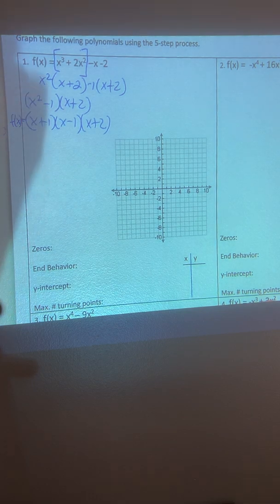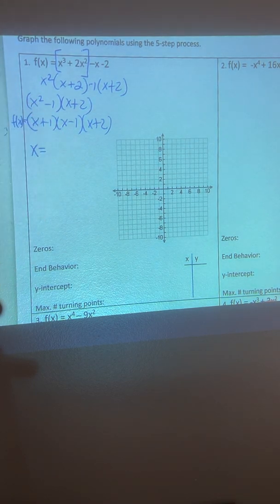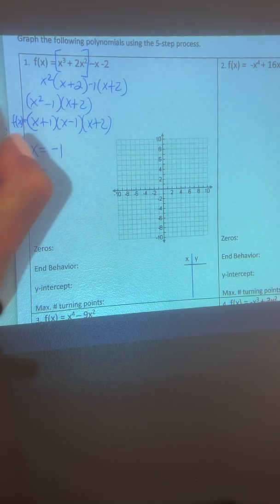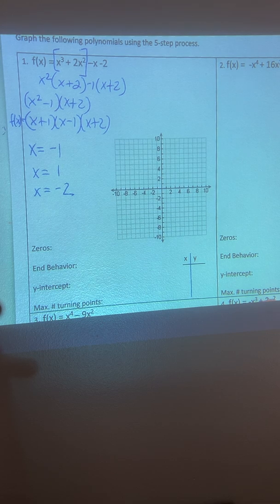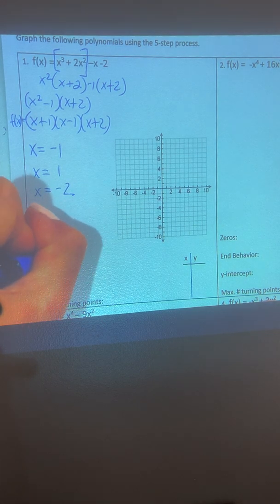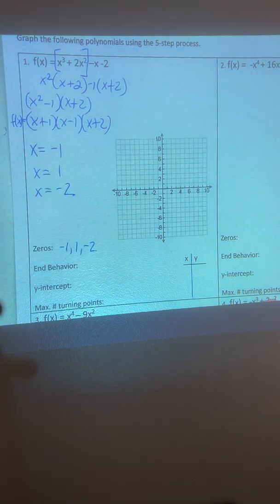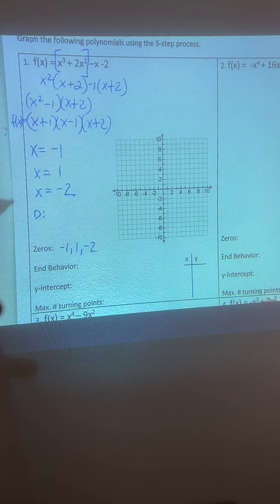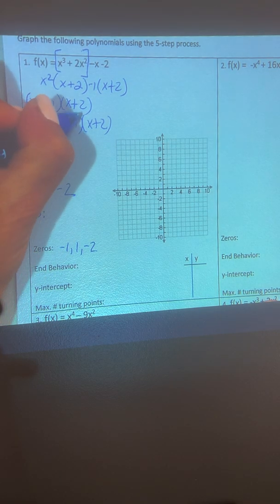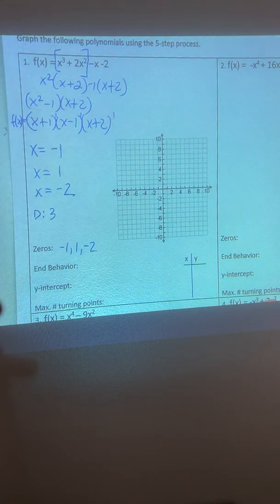All right, so now I need my x's. x equals negative 1, positive 1, and negative 2. Okay, that's nothing different than what we already learned. All right, so here are my zeros. Great. Let's talk about the degree and the leading coefficient. Again, nothing we don't know already. So the degree would be 1, 1, 1, so 3. Leading coefficient is a 1.